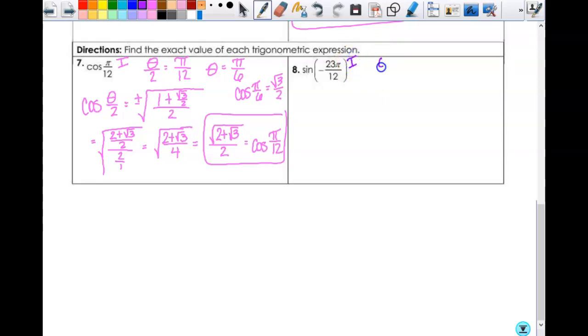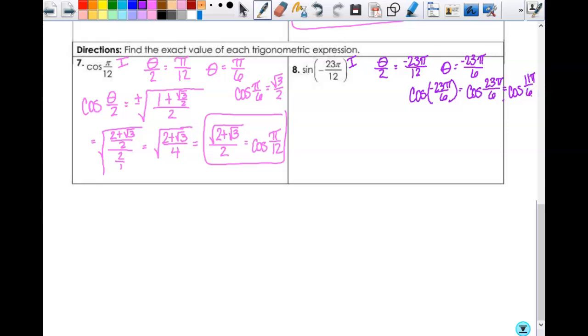So theta over 2 is equal to negative 23 pi over 12. So then theta is negative 23 pi over 6. So I'd like to figure out what that coterminal angle is. And in order to do sine of the half angle, I have to know cosine again. So cosine of negative 23 pi over 6. Cosine of negative theta is cosine of theta, so it's the same as the cosine of 23 pi over 6. And then to get the coterminal angle for that, that's 11 pi over 6.